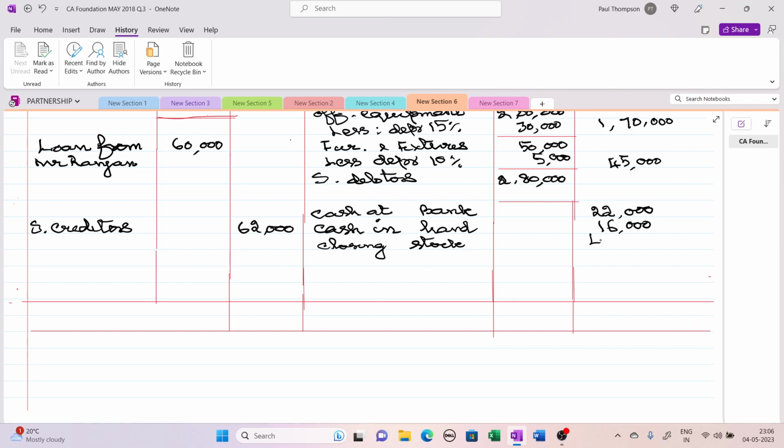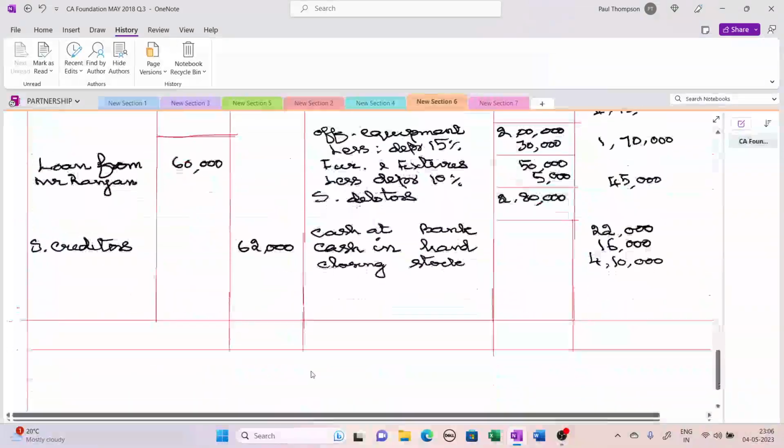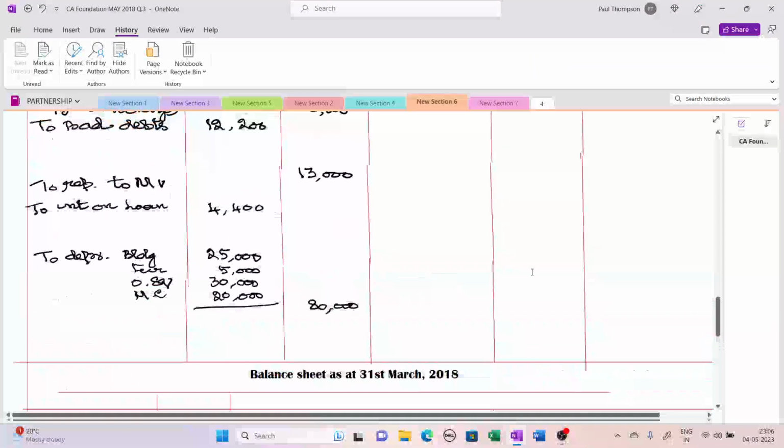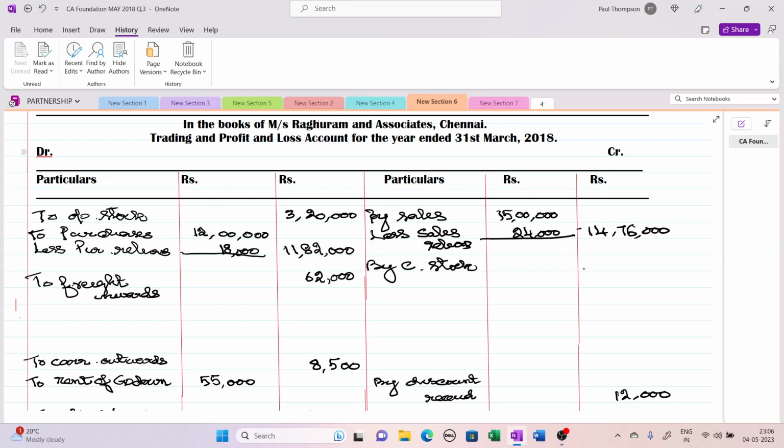4,10,000. So the next item, it will go to our trading account. Closing stock, we will be writing it in the outer column, 4,10,000.